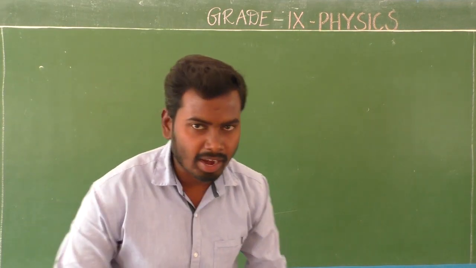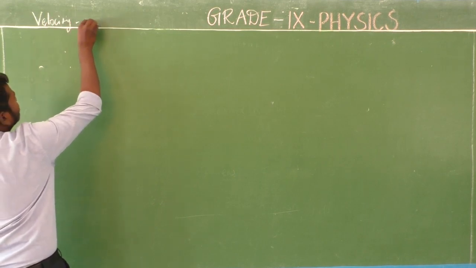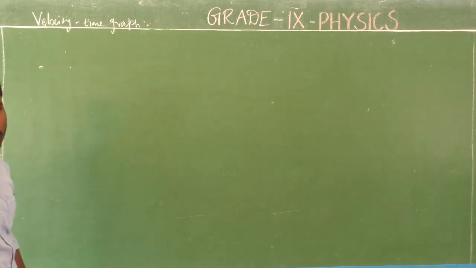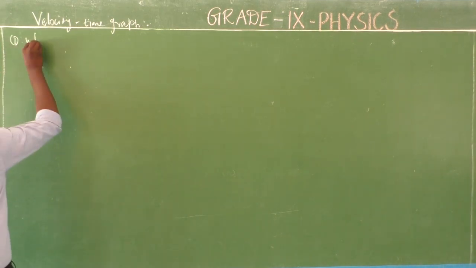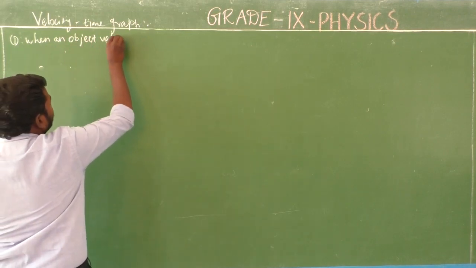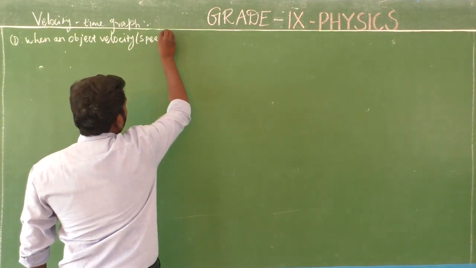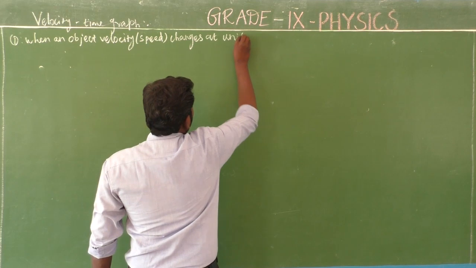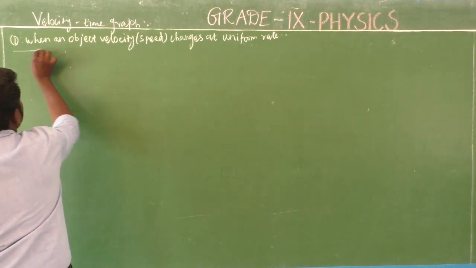First condition, what is that? Here I write velocity time graph. The first condition: when an object's velocity or speed changes at a uniform rate. This is the first one.